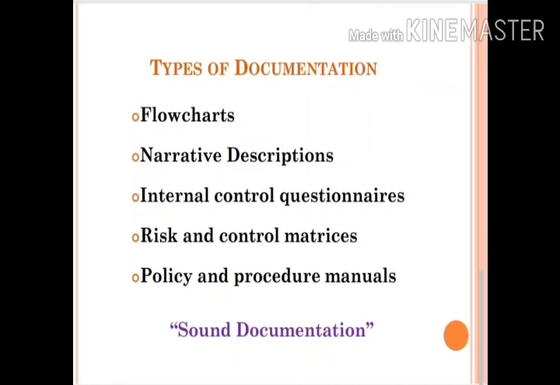So to find out and identify the control system prevailing in the company and to reduce its risk, risk and control matrices is very useful. So these are related to risk and control objectives of the internal control of the organization.